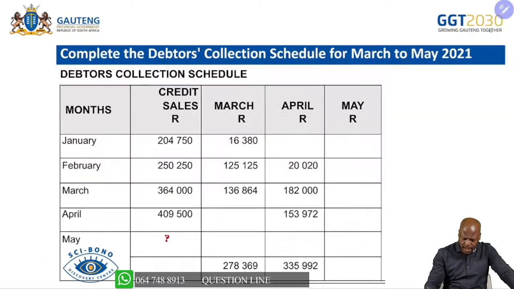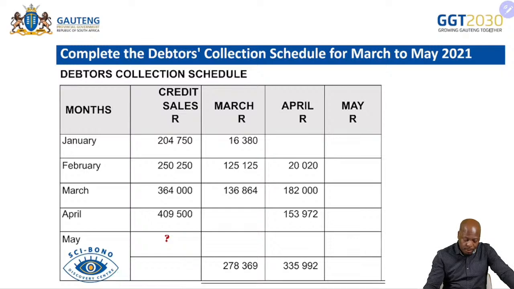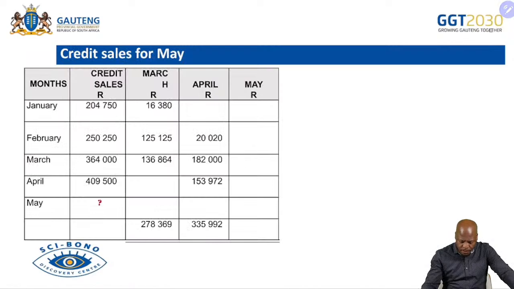All right, let's see. Here is the schedule that we were given. And what we want to calculate is the credit sales for the month of May. Here is our month of May here. We want to calculate the credit sales there. All right. So if you remember, we were given some information already, and the information that we were given would allow us to calculate the credit sales for May.